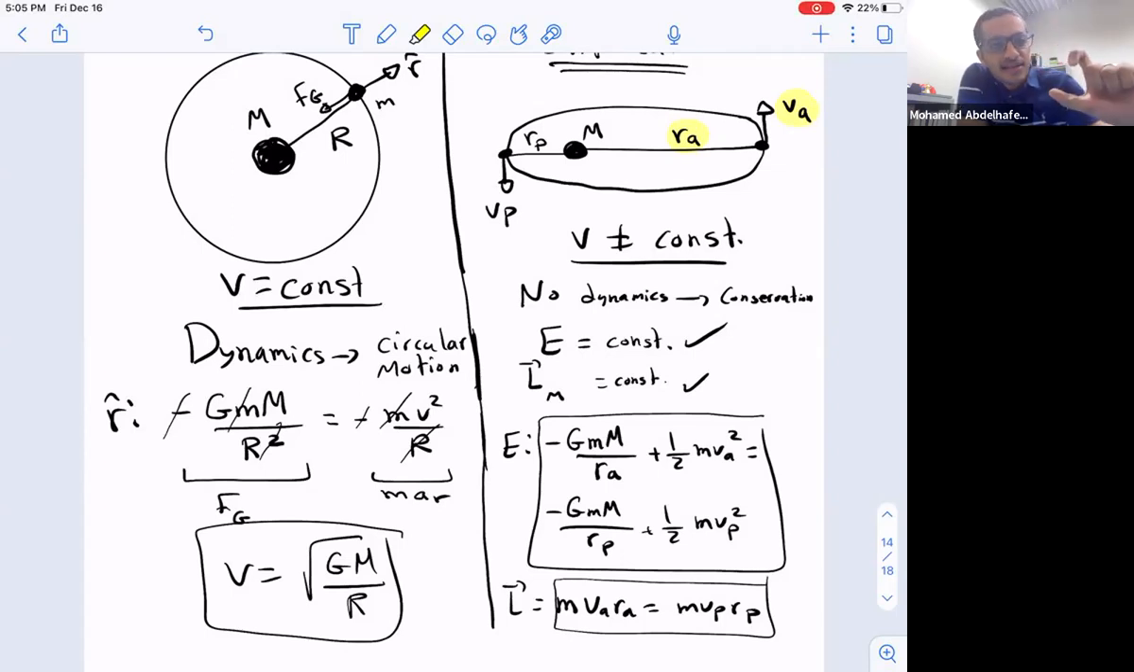But at the end of the day, you're writing down these two equations for an ellipse, and you're using the two things that you know to find the other two that you don't know. Out of the two radii and the two speeds at the two points, you're given two, and you find the other two from the two equations. So that's it, very, very systematic.